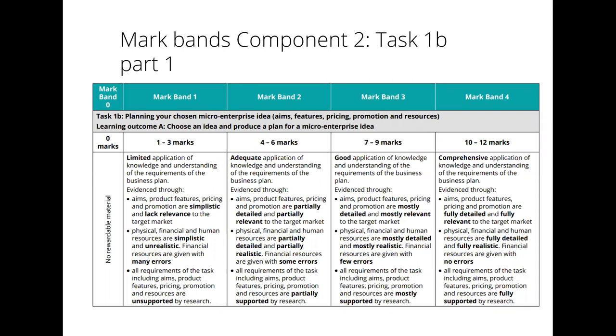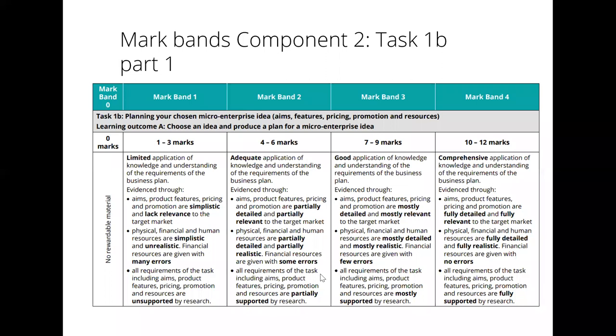Their features are partially detailed. They've got a bit of reference to the needs of the target market, but they are limited. The learner has identified 3 market groups. However, the business plan doesn't necessarily focus on the different needs of the different groups in sufficient detail. So it's partially detailed, partially realistic. So it fits into mark band 2. And actually, the principal moderator gave it 6.